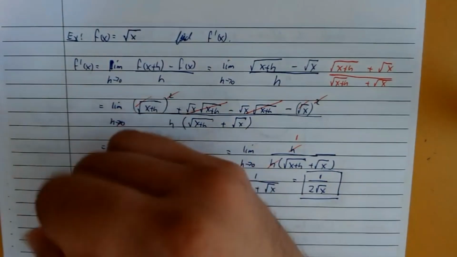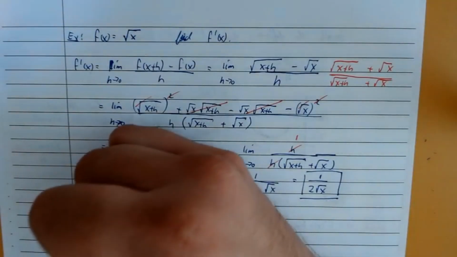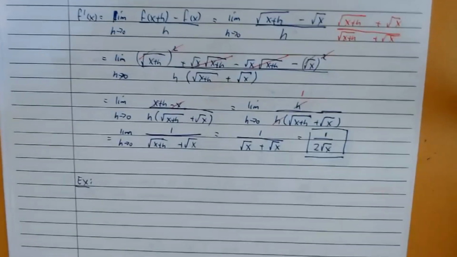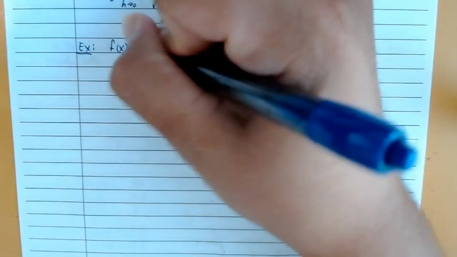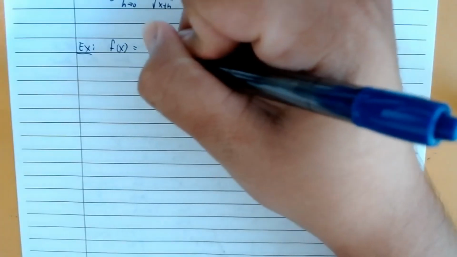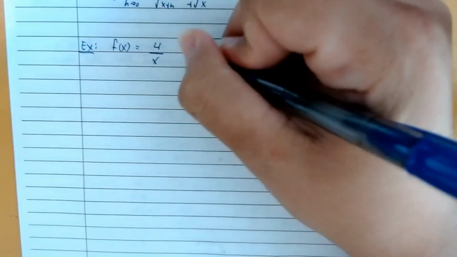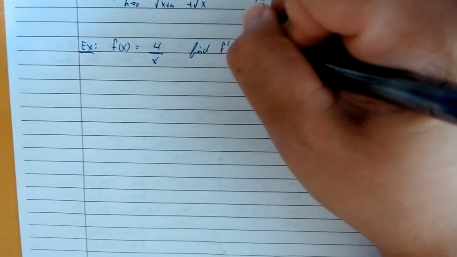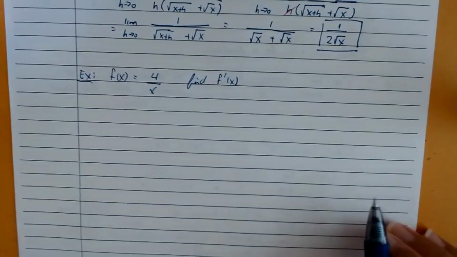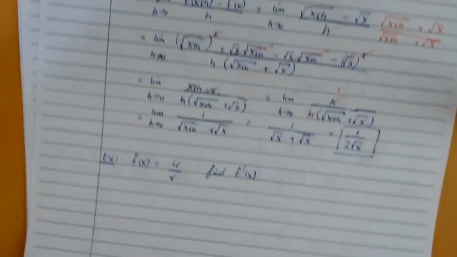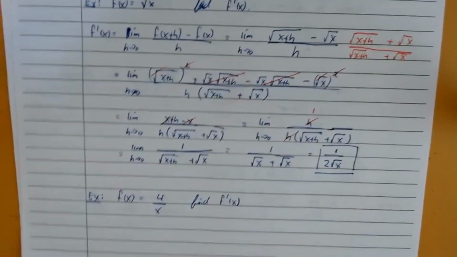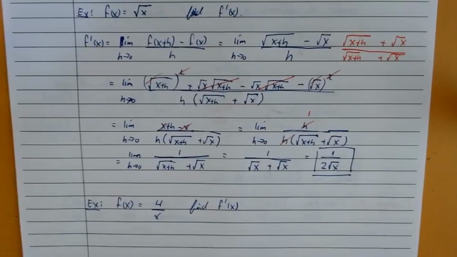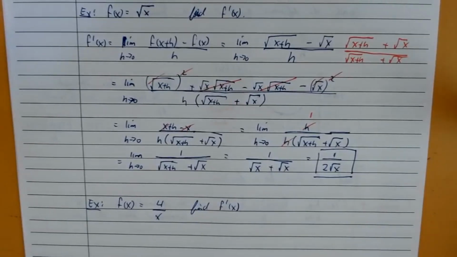All right, so go ahead and give this a try. Let's begin with a function. Here we go. Let's say f of x equals 4 over x. Go ahead and find f prime of x. Okay. Pause the video and give that a try. Give yourself whatever time you need, and once you are done, go ahead and unpause the video and we can go through that together.